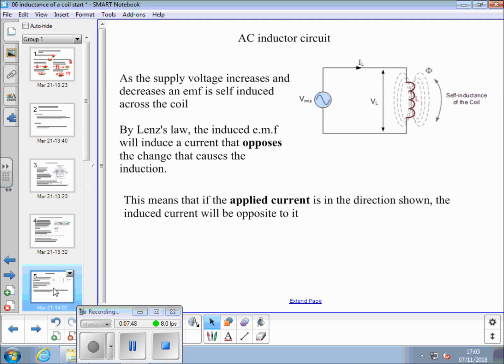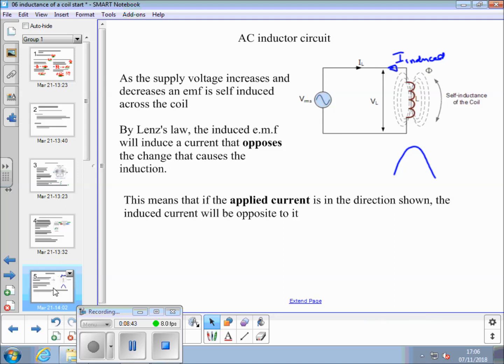Now, if we take a simple inductor coil in an AC circuit, as the supply voltage increases and decreases, an EMF is self-induced across the coil. So as in half a cycle, we've got a change in voltage, therefore a change in current in that coil. We get a voltage induced in that coil. But by Lenz's law, that EMF opposes, so it's trying to push a current in the opposite direction. It's never as big as the applied one, right?